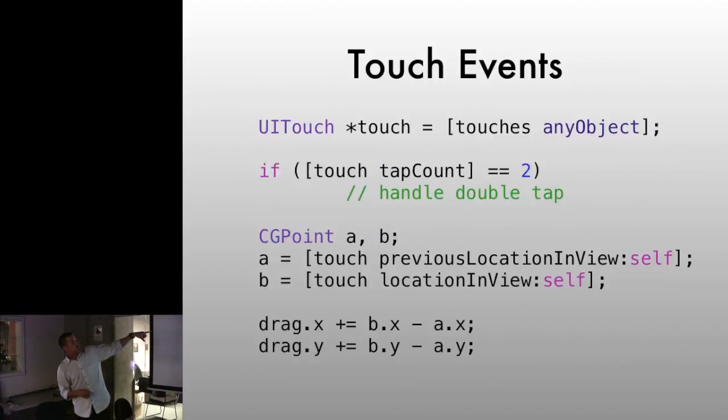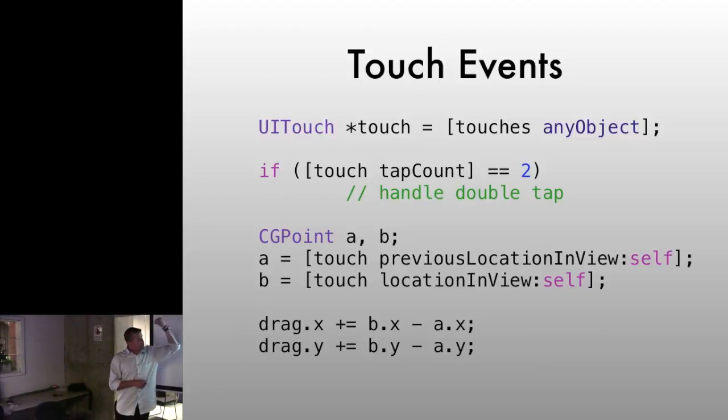Here's an example of parsing a touch event. So in this case, we're not multi-touch enabled. We've got touches any object is going to give us back where the touch happened. We can query the touch for the number of times that it was tapped, the finger was tapped on the screen, and we can handle a double tap here. We can also say, okay, give us the previous location of where our finger was before and where our finger is now, and find out where we dragged from and to, all coming from this single touch event.